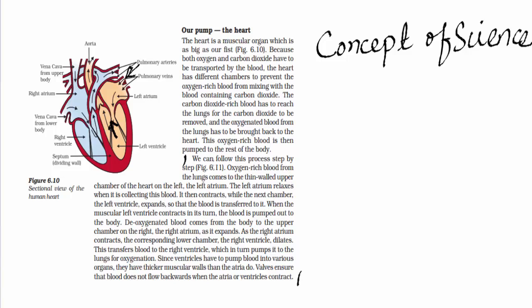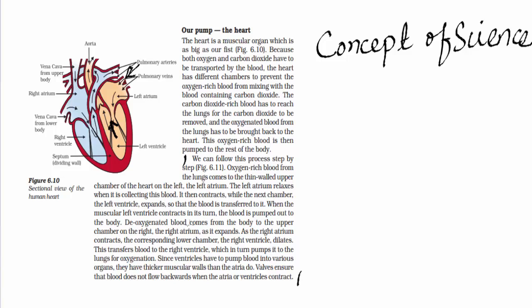Oxygen rich blood from the lungs comes to the thin walled upper chamber of the heart, the left atrium. The left atrium relaxes when it is collecting the blood. It then contracts, while the next chamber, the left ventricle, expands so that the blood is transferred to it. When the muscular left ventricle contracts in its turn, the blood is pumped out to the body through this aorta.